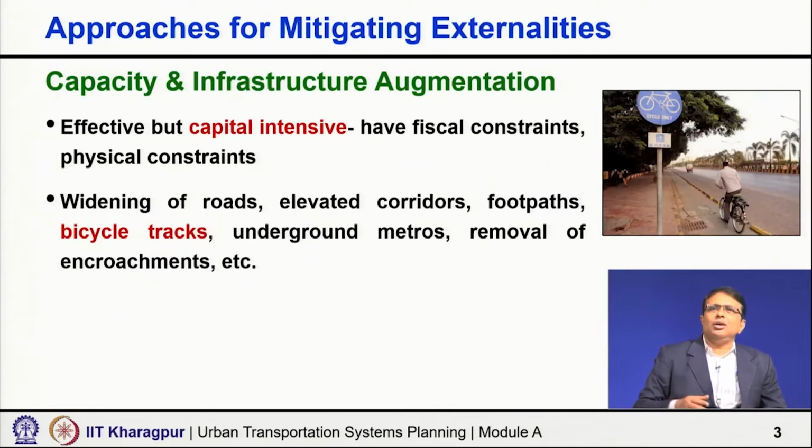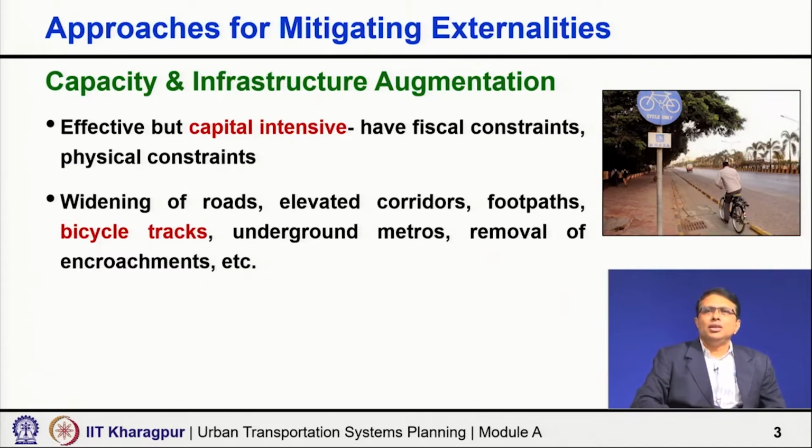Today, with that background, we will discuss various approaches for mitigating externalities. One major reason for externalities is the high demand supply imbalance. That means, whatever is the load for the traffic, our road capacity is inadequate. So, if we reduce this load to capacity ratio, or the demand to capacity ratio, then obviously this will provide relief to the traffic system, and therefore, it will also be helpful to reduce the externalities.